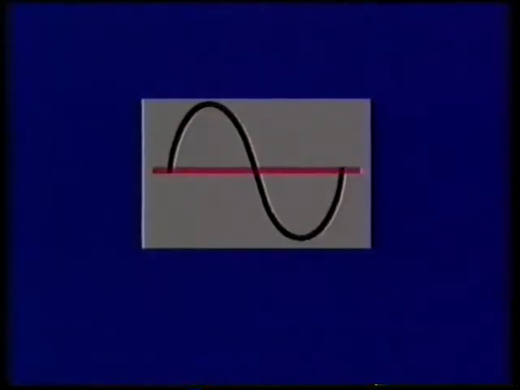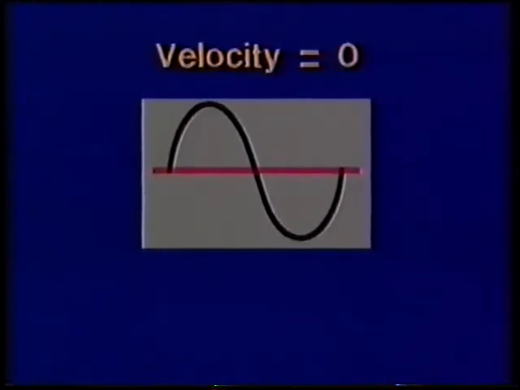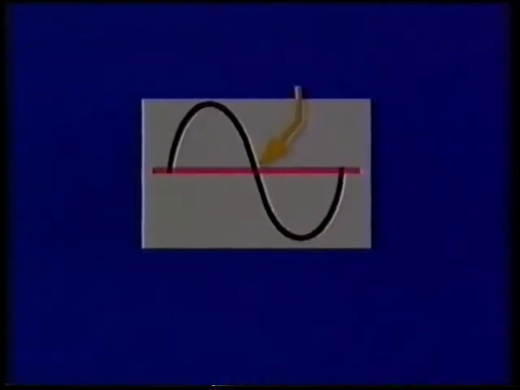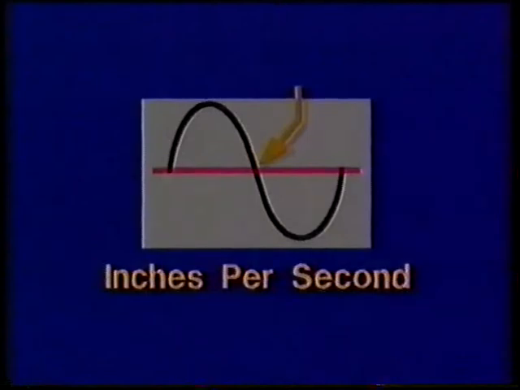Velocity can also be illustrated using a sine wave. The velocity of the shaft is zero when displacement is at its peak in any direction. This is because the shaft must stop before it can start to move in the other direction. So velocity reaches its peak where displacement is zero, here at the midpoint of the cycle. This is where velocity is measured. Velocity is measured in inches per second.